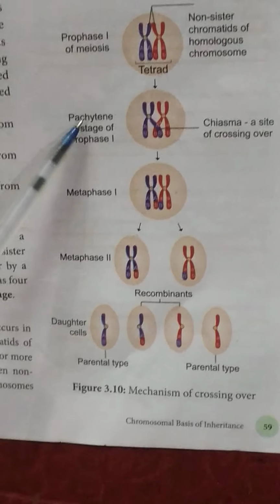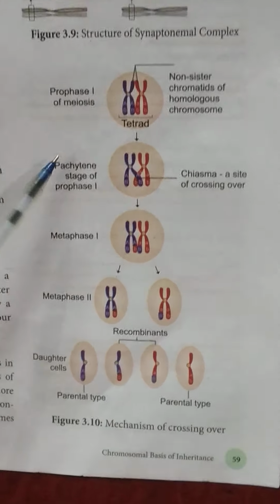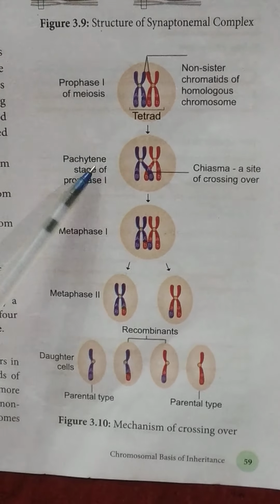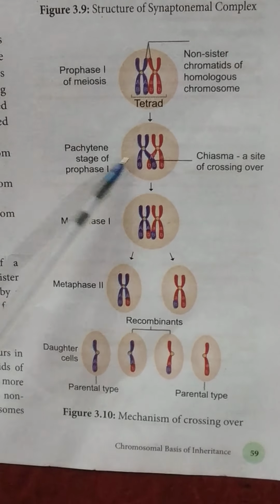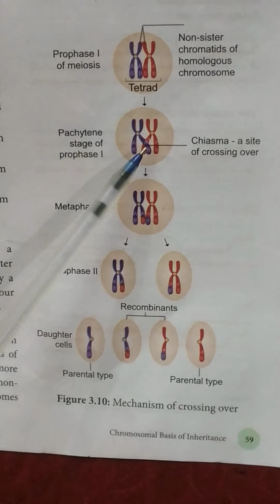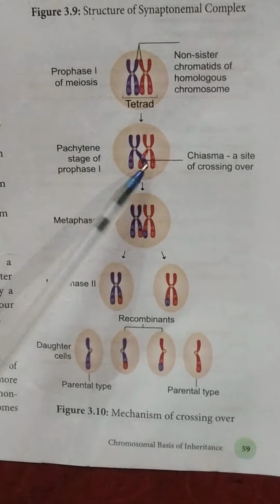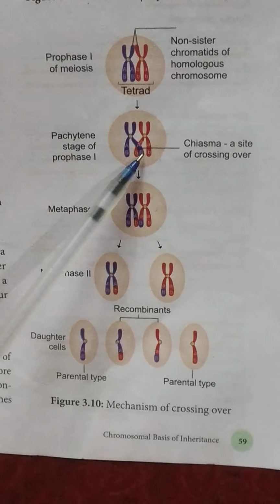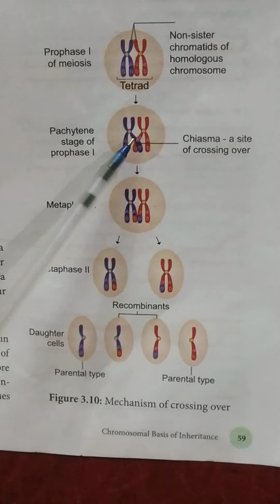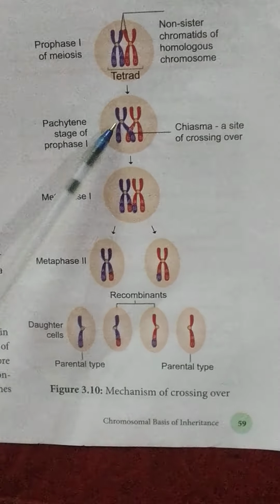The third substage of prophase is called the pachytene stage. During the pachytene stage, what happens? The two homologous chromosomes come together and are paired. The pairing of the homologous chromosomes is called a bivalent. Bi means two homologous chromosomes get paired. And the phenomenon is called synapsis or syndesis. That is the first stage, synapsis.